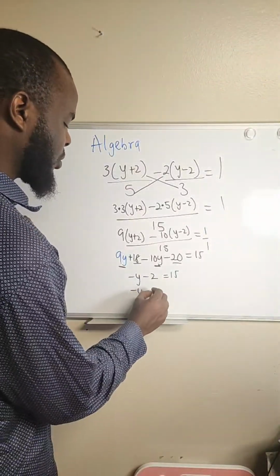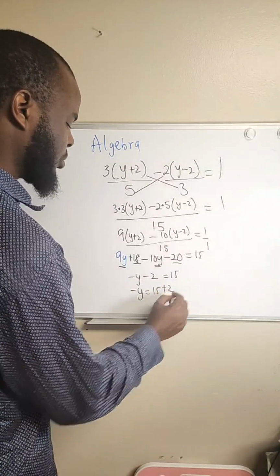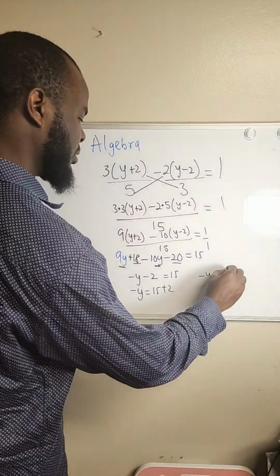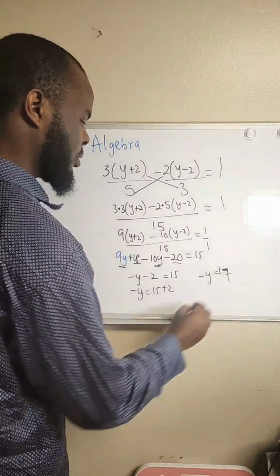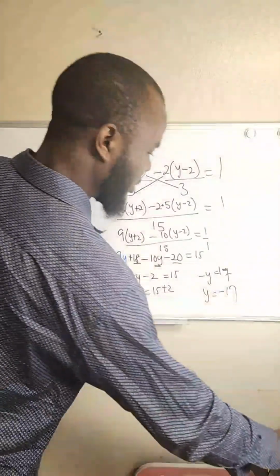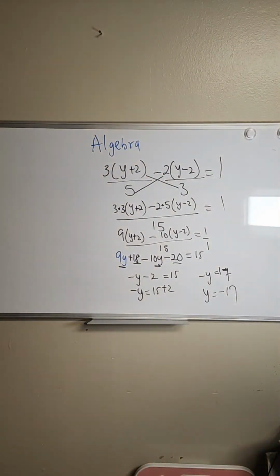Negative y equals 15 plus 2. And your negative y equals 17. Finally, y is going to be negative 17. This is the answer to the problem.